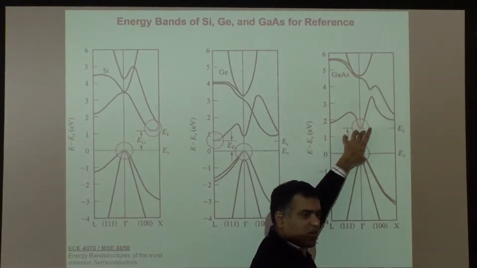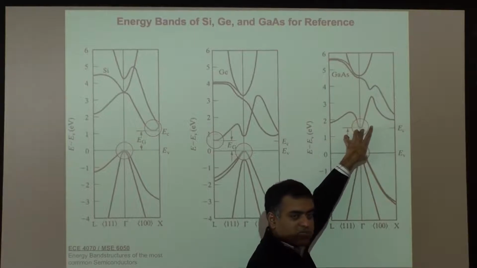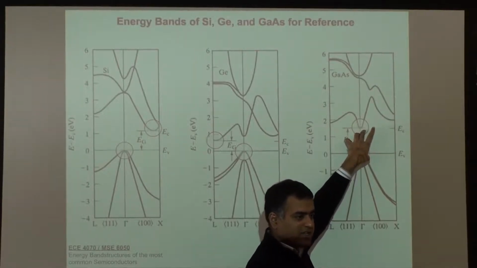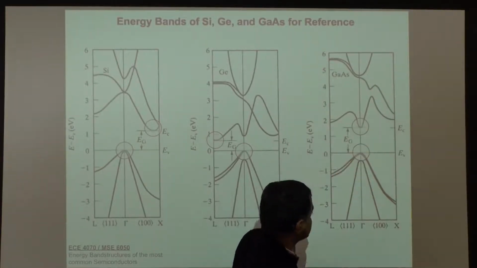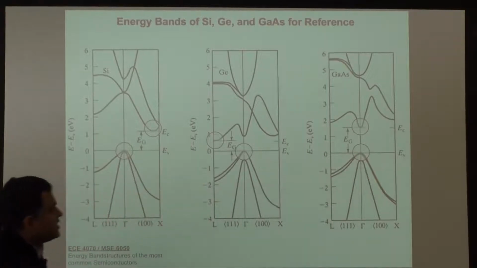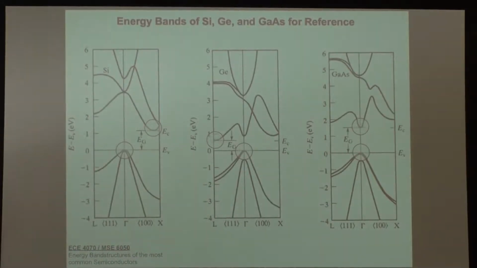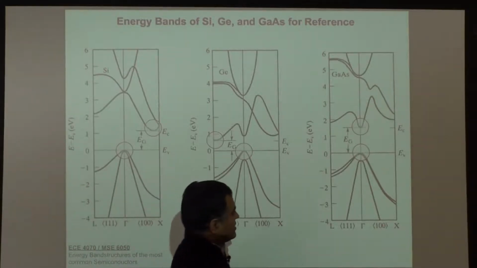I think you may have heard of it. These are extremely optically active, so they can absorb light very efficiently, and they can emit light very efficiently. So most of the communication lasers today are based on InGaAs and gallium arsenide based materials.